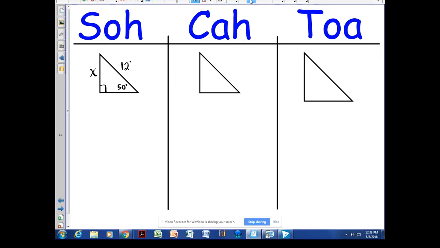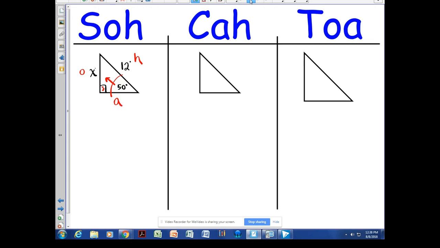Well, since they're giving me a 50-degree angle, I'm going to use that one and put a little bow there and put an arrow. And I'm going to say, well, this side where my X is, that's going to be my O. Here's my right angle, which means the diagonal was always my hypotenuse. And then down here, this last one is going to be my A.